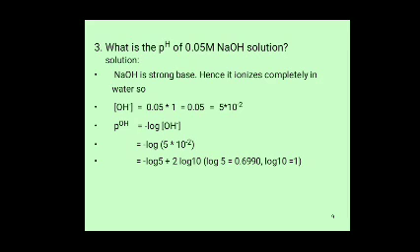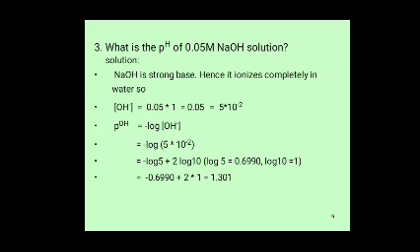Log 5 value is 0.6990, log 10 value is equal to 1. Minus 0.6990 plus 2 into log 10 value, which is 1. Minus 0.6990 plus 2 into 1 is equal to minus 0.6990 plus 2, that is equal to 1.3010. That is the pOH value of NaOH.